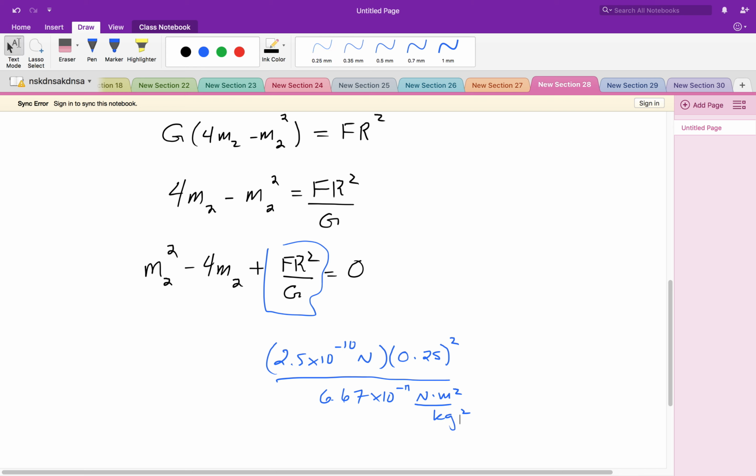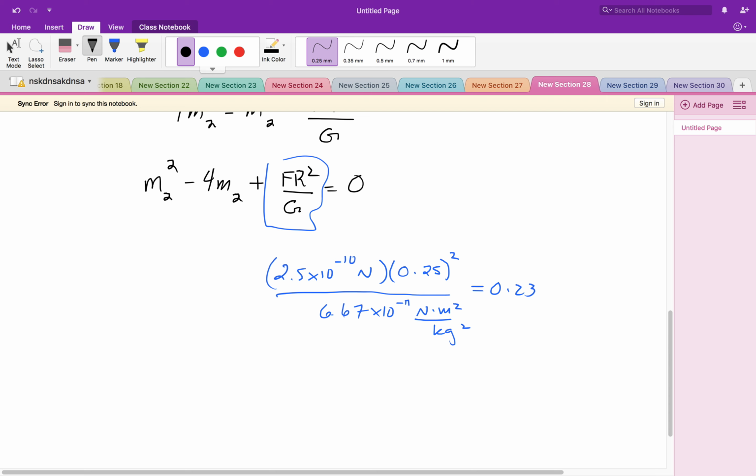Divided by 6.67 times 10 to the negative 11 newton meters squared per kilogram squared. So we're going to put a number in here, and you'll hopefully see where I'm going with this. So just bear with me. Times 10 to the negative 10 times 0.25 squared divided by 6.67 times 10 to the negative 11, and I get 0.23. So this whole thing is 0.23.